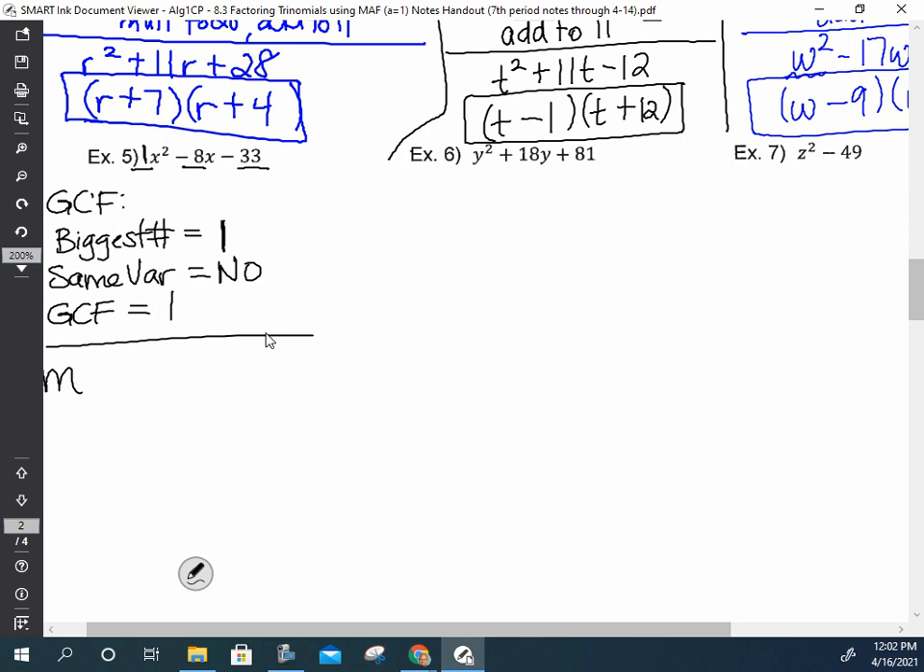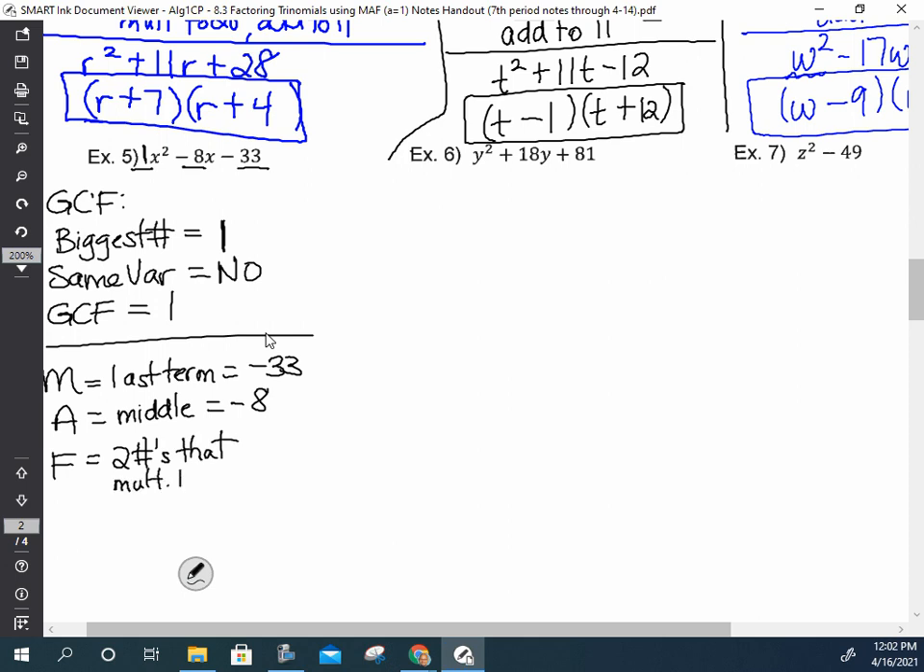So M goes with your last term. Your last term is negative 33. A is your middle term, and that's negative 8. So for your F, you need 2 numbers that multiply to negative 33 and add up to negative 8.